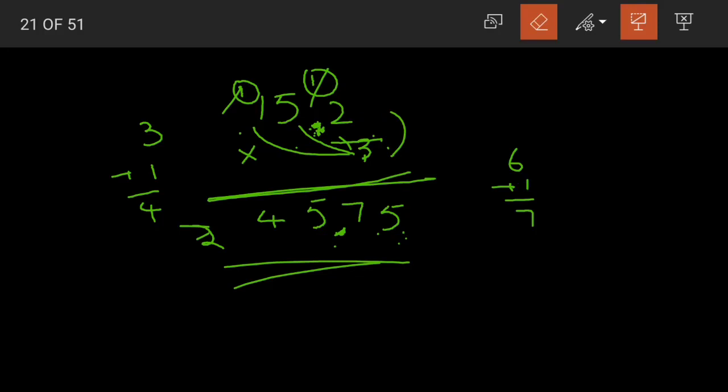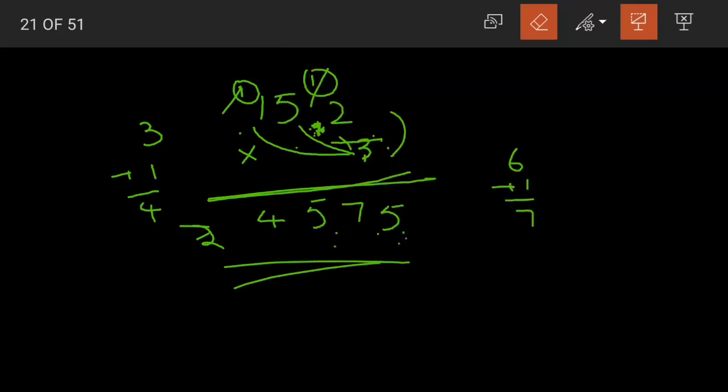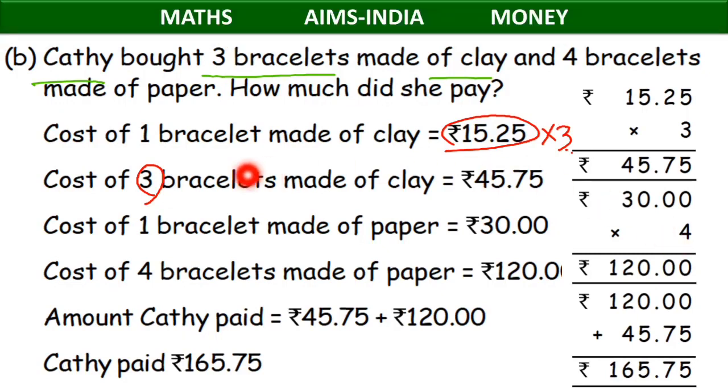Suppose if in the question I had something like this, okay, 15.2. Then in the answer I'd have to place my point after 1 digit. So there is a point after 1 digit from the right. Then in my answer also I'll place the point after 1 digit from the right. This was the first one. What was it? Cost of 3 bracelets made from clay.